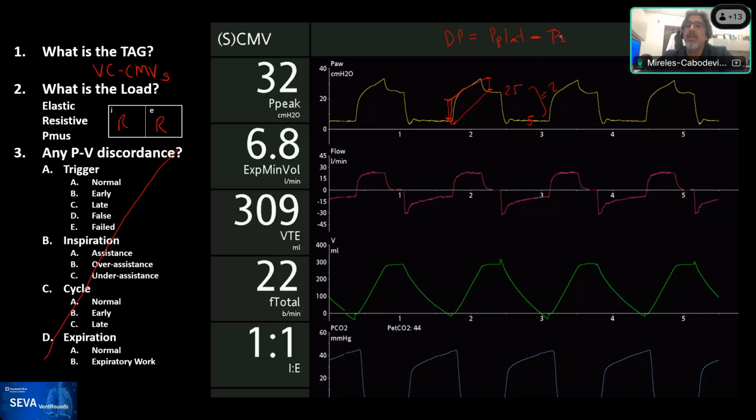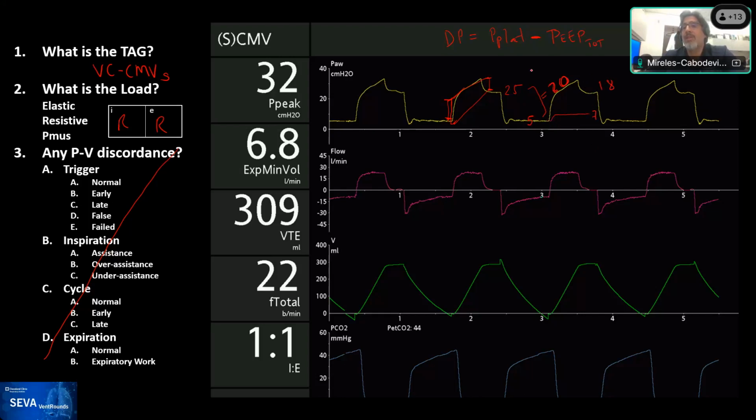So PEEP tot. This is key for us to recognize, because if I had done this calculation, I would have said the driving pressure is 20. But if I had done an end expiratory pause, this patient actually had some auto PEEP. So let's say that it was 7. The true driving pressure would then be 18, because it's 25 minus 7. Does that make sense? Excellent.